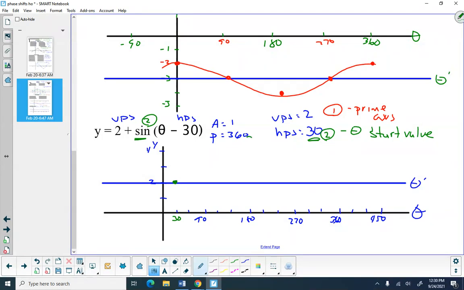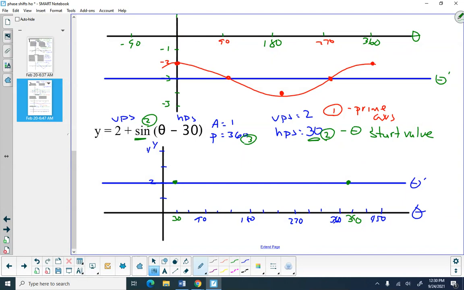The third thing, we take a look at the period. 360 degrees will be at the exact same spot. So if I start at 30 and I go out 360 degrees, we will be at 390. And you can always take the period and just add it to the start value. We will be at the exact same spot at a value of 2.